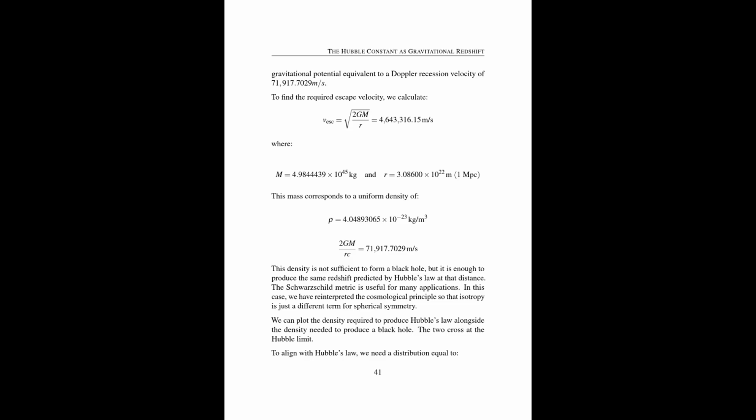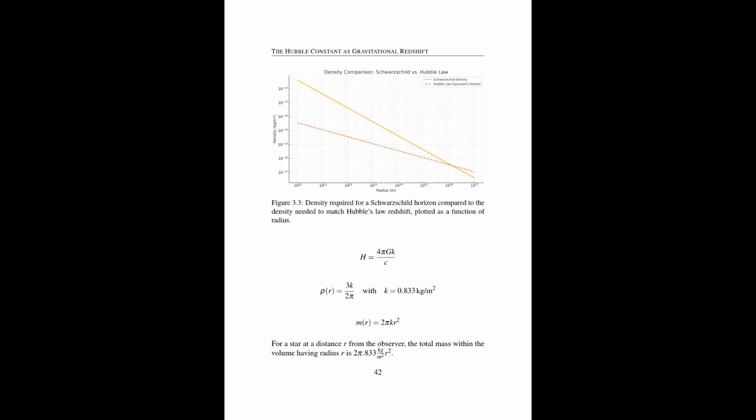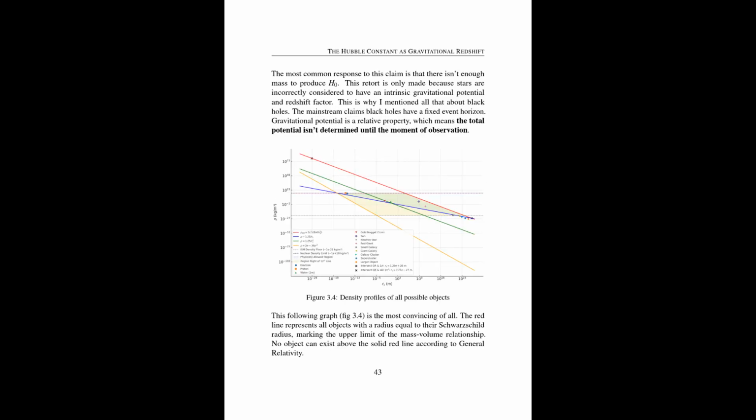To align with Hubble's law, we need a distribution equal to m of r equals 2 pi k r squared. For a star at a distance of r from the observer, the total mass within the volume having radius r is 2 pi times 0.833 kilograms per meter squared times the radius squared.